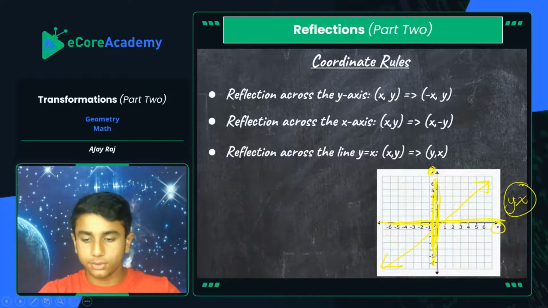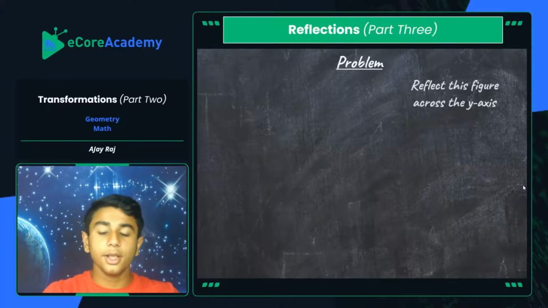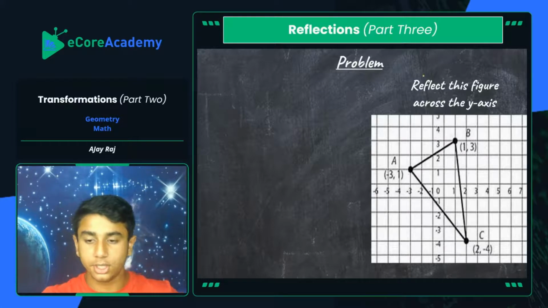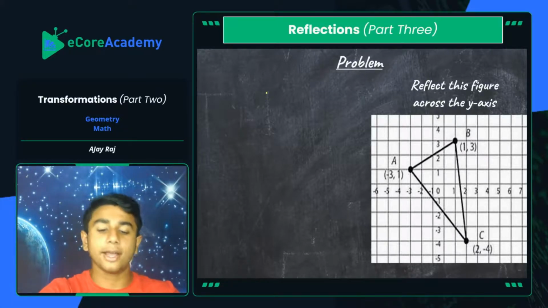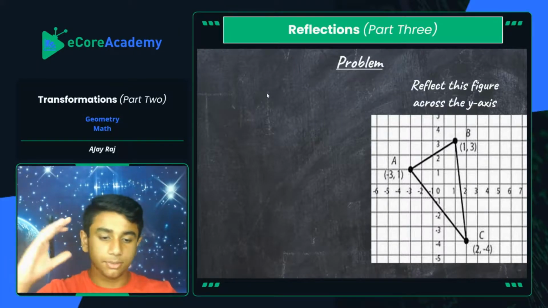So that'll be y equals x right there. So let's look at a problem for reflections. We'll actually plug this into a problem. So we're going to reflect this figure across the y-axis, and this y-axis is shown here. And since we already know our rules for y-axis reflections, we can just simply go ahead and plug in these values.